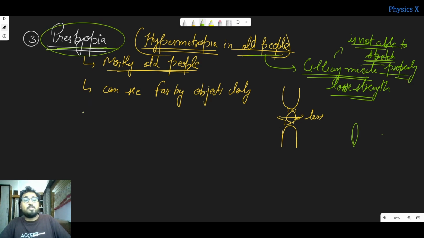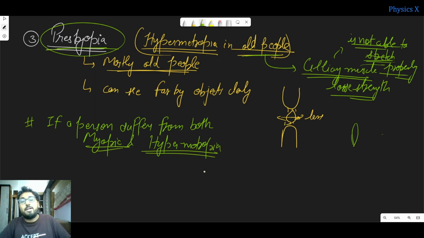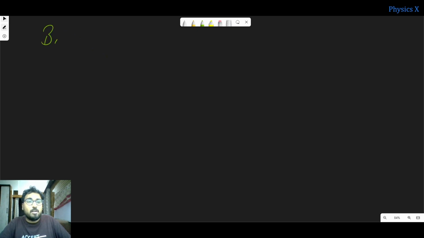Now there is a special case. If a person suffers from both myopia and hypermetropia, then for the myopic eye you need a concave lens, right? And for hypermetropia you need a convex lens. So what we do is make a bifocal lens. Then we use a bifocal lens.